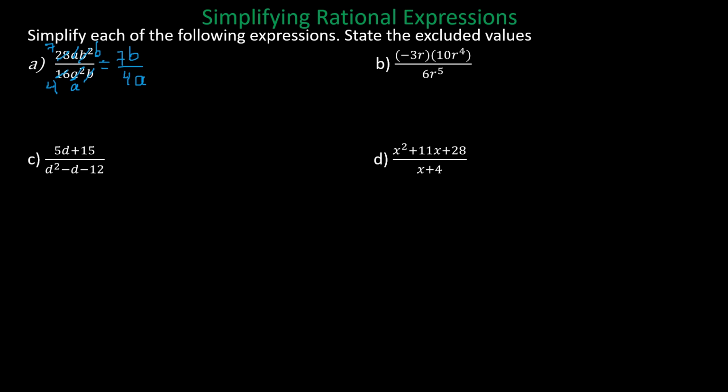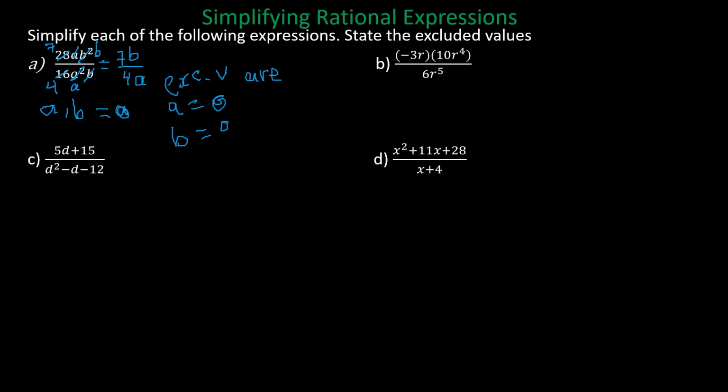To find the excluded value, we have to take it before we simplify, which is a and b. We take it from the denominator, where a squared b can't be equal to 0, so a equal to 0 and b equal to 0 are the excluded values. So the excluded values are a equals 0 and b equals 0.